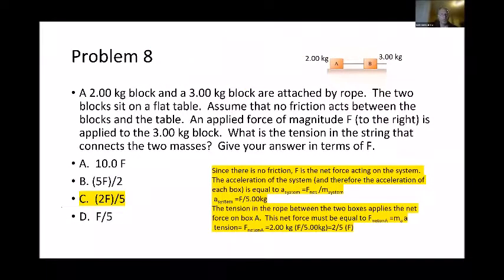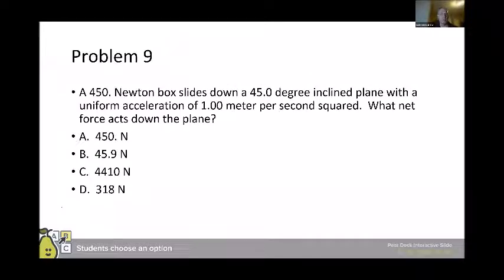All right. Well, so here's another one. A 450 Newton box slides down a 45-degree inclined plane with a uniform acceleration of 1 meter per second squared. What net force acts down the plane?